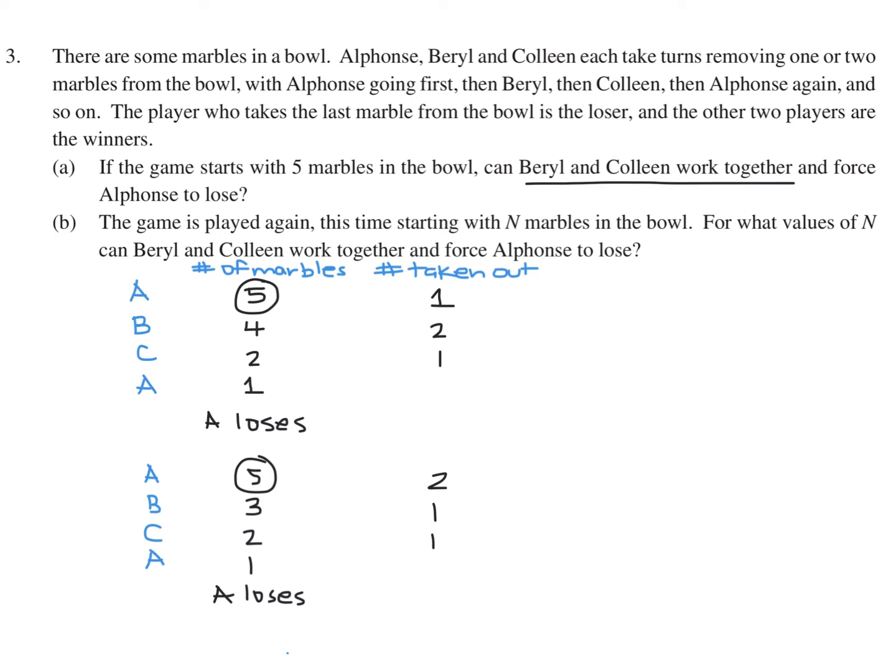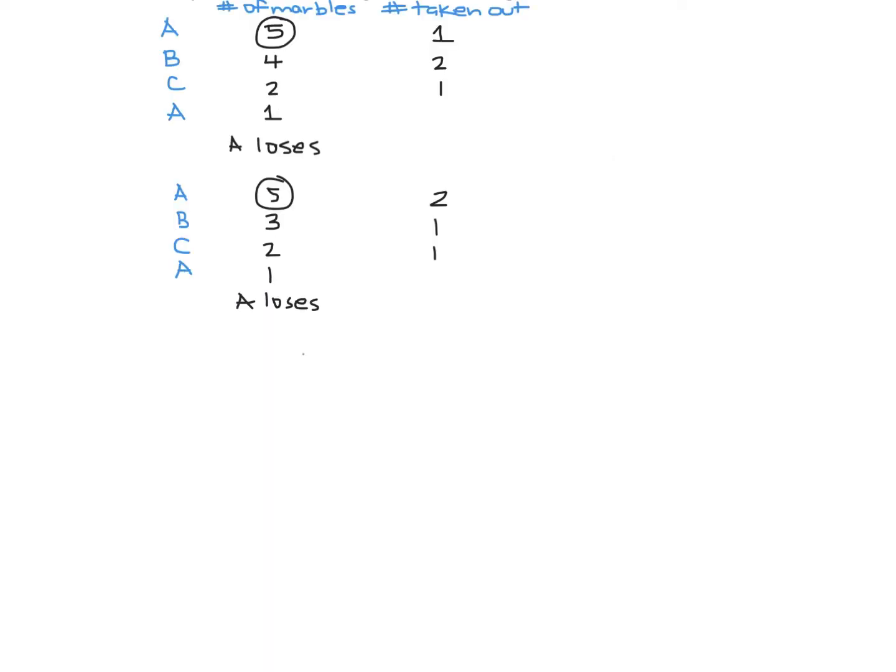Next, the game is played again, this time with n marbles. For what values of n can Beryl and Colleen work together and force Alphonse to lose? All right, so now this is different because we don't know what n is. So we're going to start with values of n equals 1, n equals 2, and go up from there, and then eventually we'll extrapolate because we can't go on forever, right?